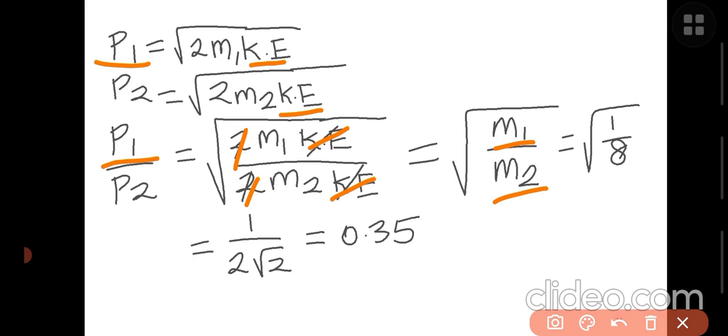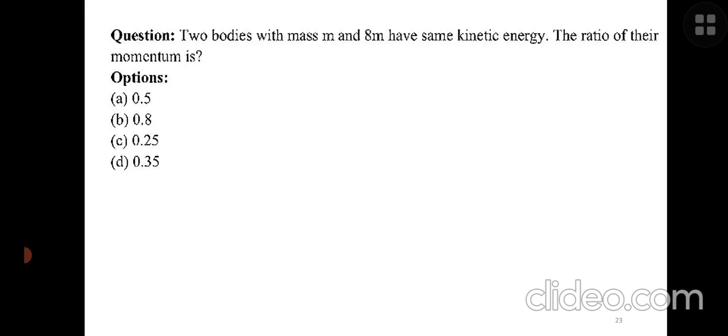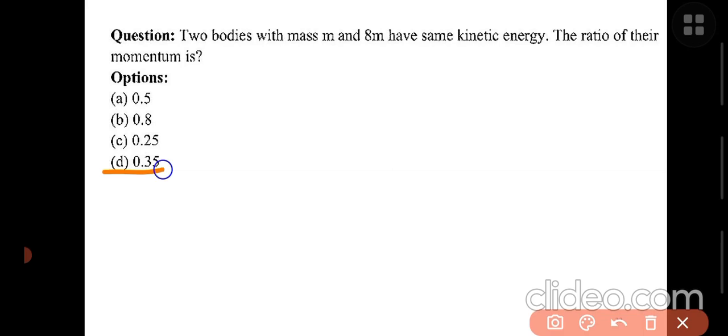Substituting the values, m1 is 1, m2 is 8. As a result, we get 1 by 2 root 2, which is 0.35, the ratio between the two momenta. So our answer is 0.35, that is option D.